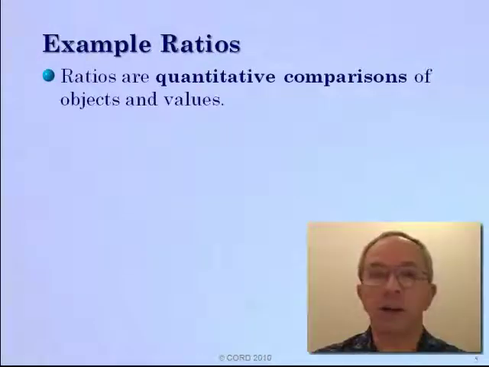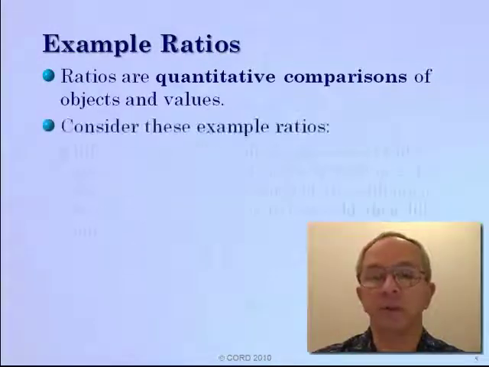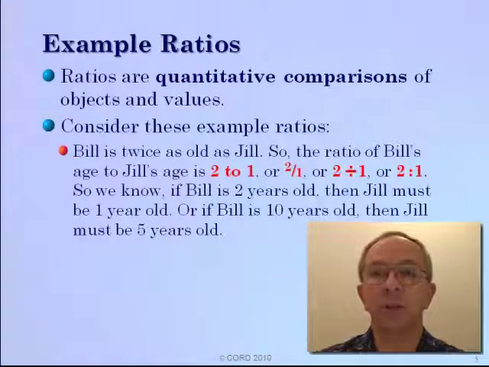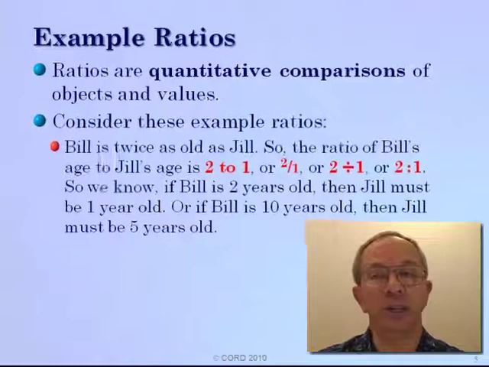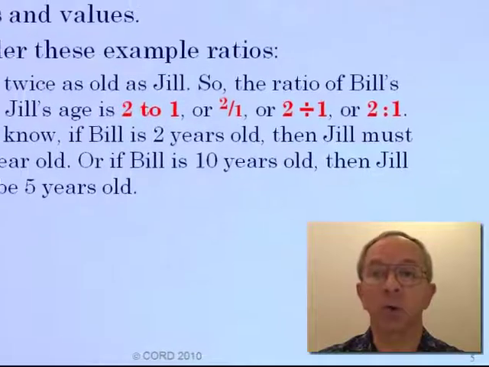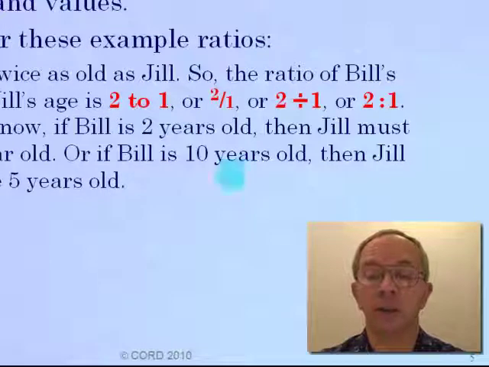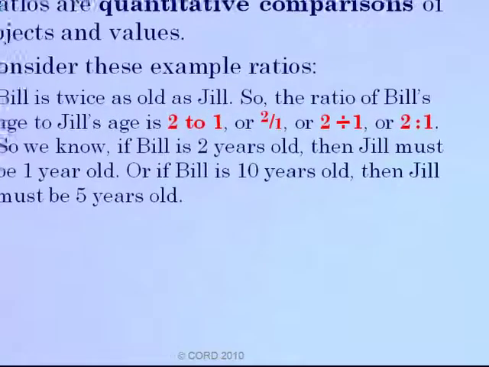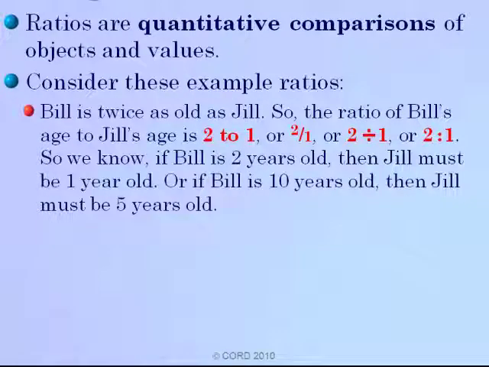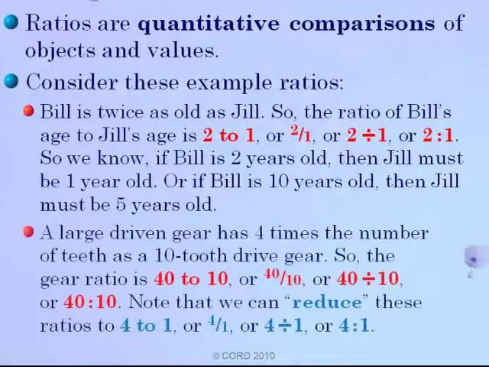Ratios are just quantitative comparisons of objects and values. Let's consider these examples. Suppose you have Bill and Jill. Bill is twice as old as Jill. So the ratio of Bill's age to Jill's age is 2 to 1. Or we could write that as 2/1, or 2 divided by 1, or 2:1. So we know if Bill is 2 years old, then Jill must be 1 year old. Or if Bill is 10 years old, then Jill must be 5 years old.